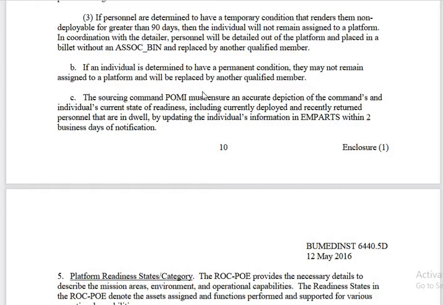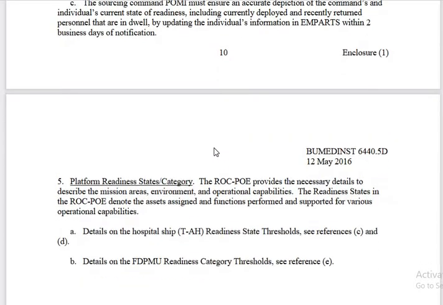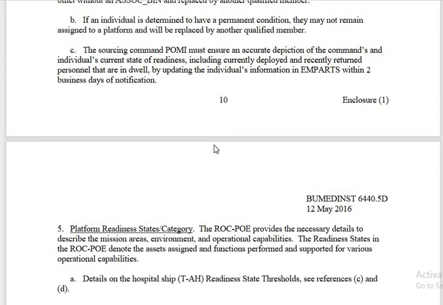If the person has a permanent condition, they won't stay. So obviously if it's permanent, it's not going to get resolved in 90 days. The sourcing command POMI must ensure that there's an accurate depiction of their numbers. All the individuals' information needs to be updated in PARTS within 2 business days of notification. So anything POMI needs to bring up immediately.